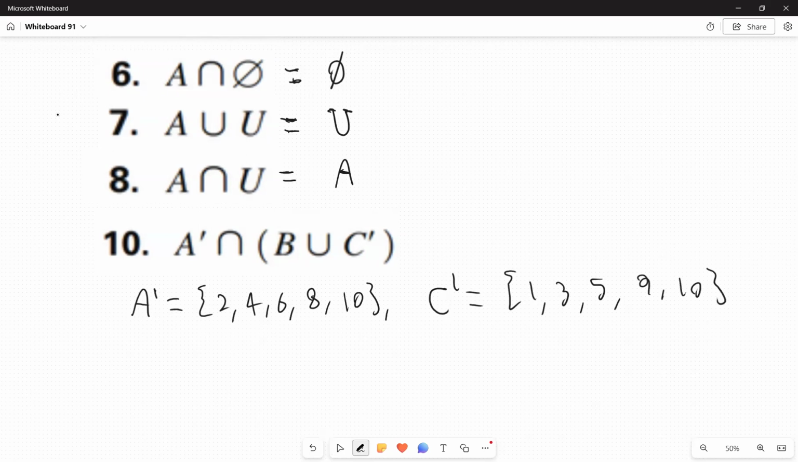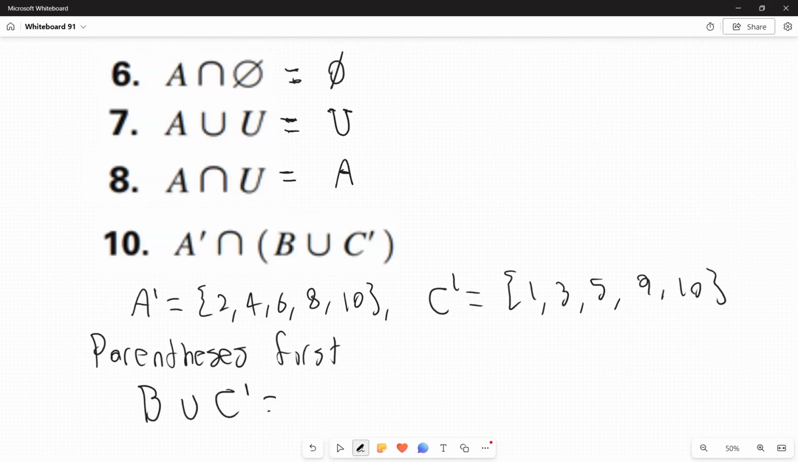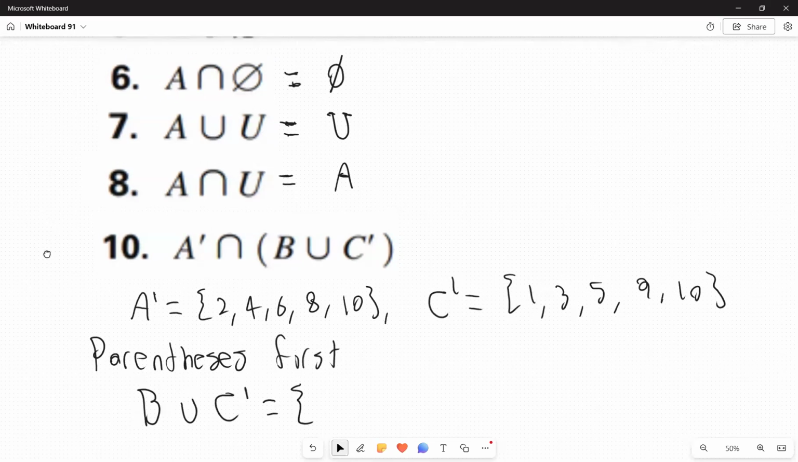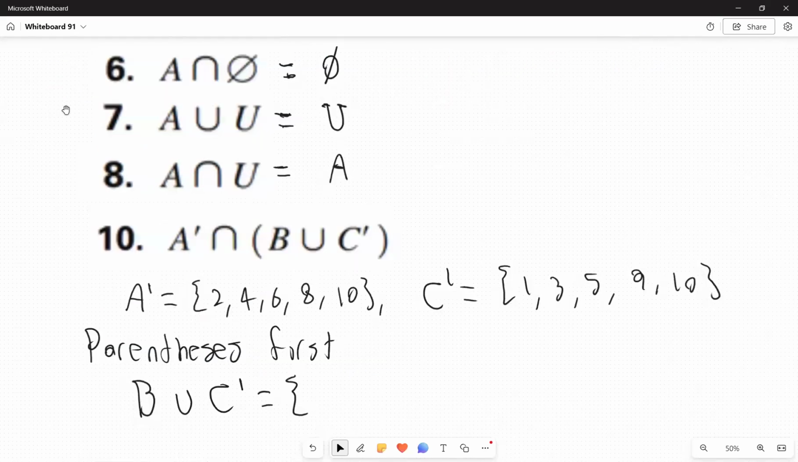Okay, so now we're going to do parentheses first. We are going to start by finding B union C complement. And B is a set of positive integers from 1 through 6. So B union C complement is going to be 1, 2, 3, 4, 5, 6. And if we're taking the union, we need to also include 9 and 10.